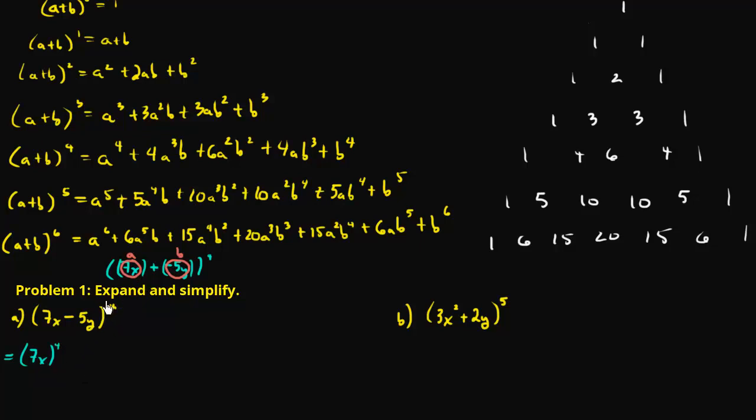And then my next term would be plus 4 times 7x to the power of 3 times b to the power of 1, which is just negative 5y. Then I would have plus, the next coefficient is 6. So 6 times 7x squared times negative 5y squared.